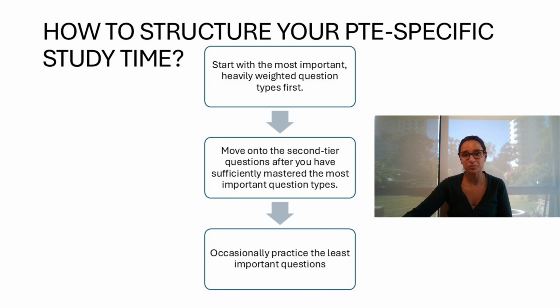You start off with the most important and heavily weighted question types first, such as read aloud. Then you move on to the second tier questions after you have sufficiently mastered the most important question types. And once in a while, very occasionally, you can practice the least important questions.